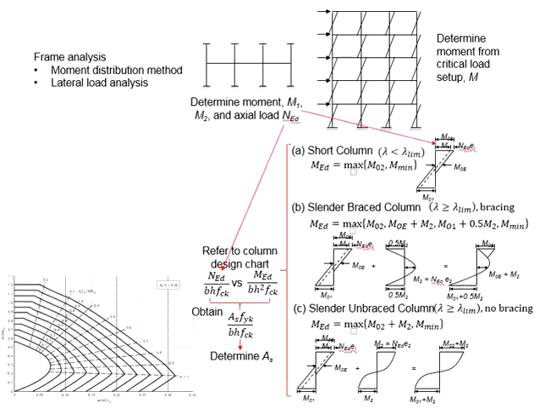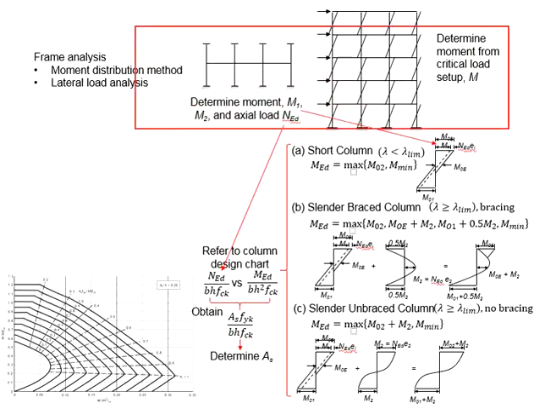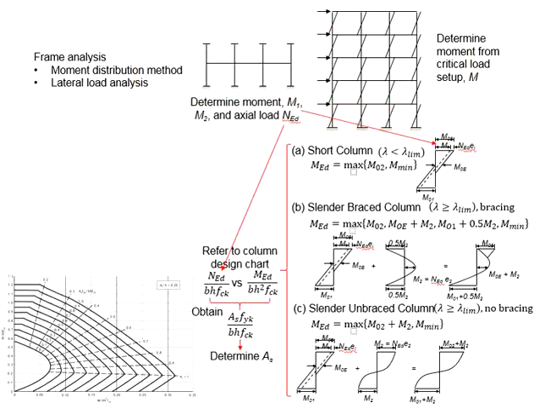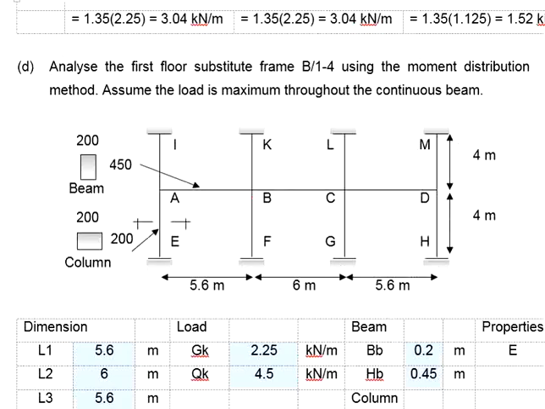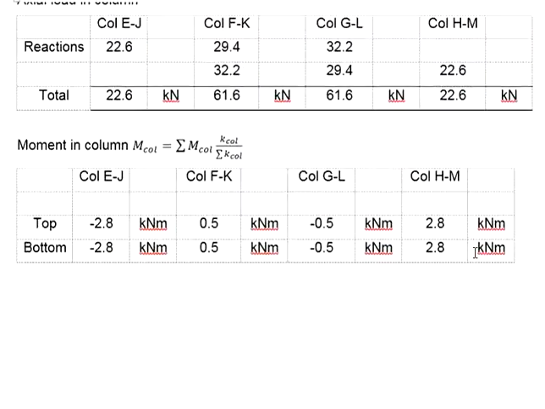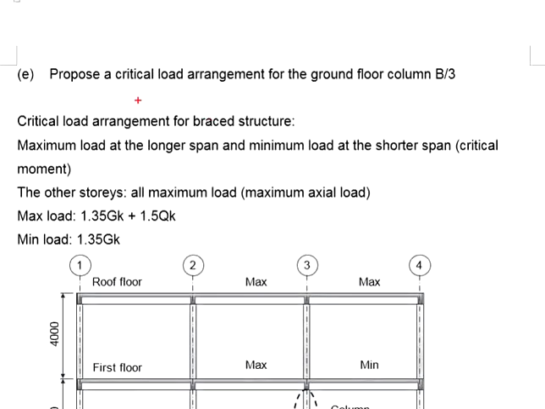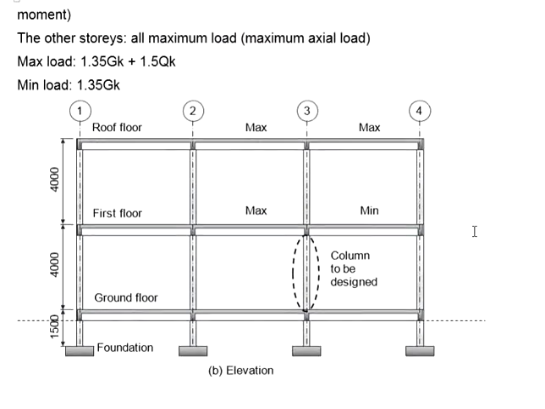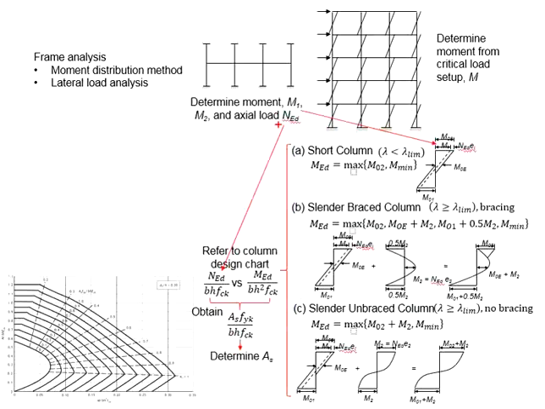Before that, let us look into the overview of the design process. It normally starts with the analysis of the load acting onto the column. In this case, we use two methods to do the analysis. First is the moment distribution method. Second is the analysis based on the critical load arrangement. Both analyses will give us the axial load as well as the moment acting onto the column.